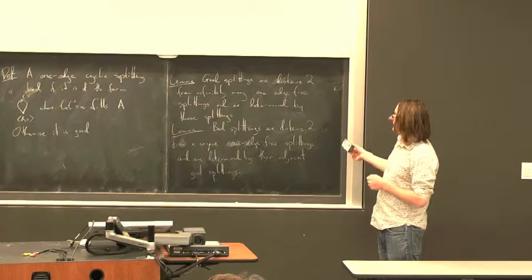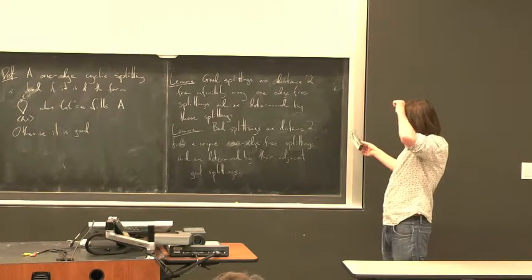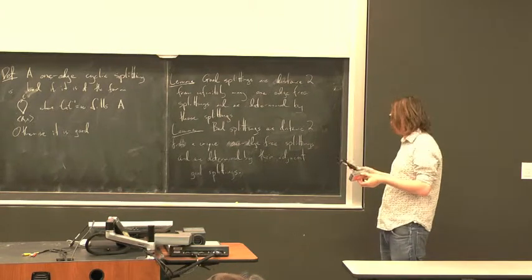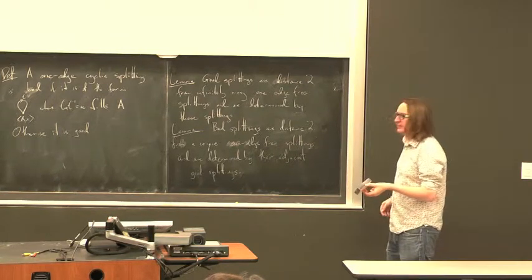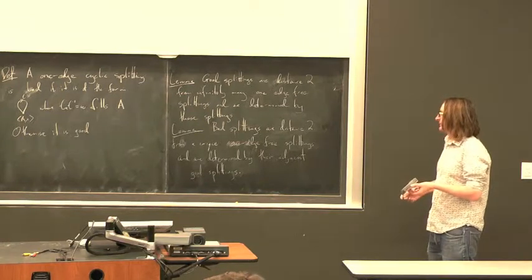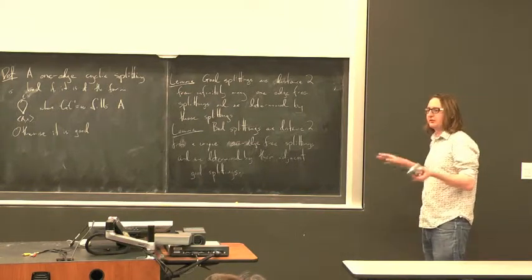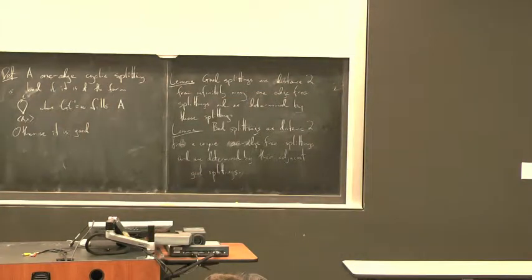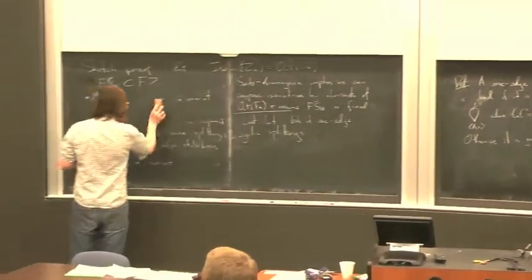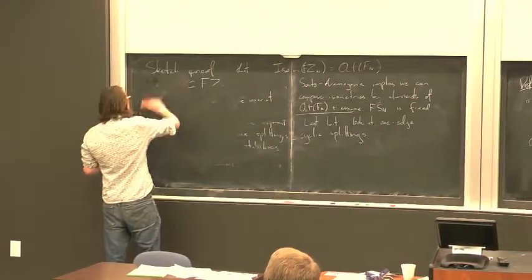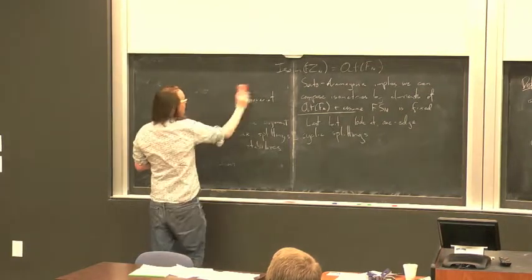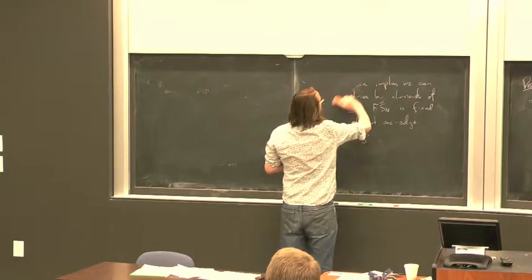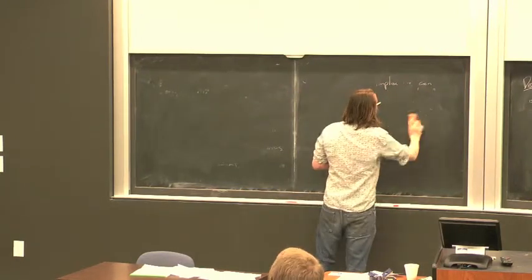I want to draw on this paper that should be out on the archive soon. We don't actually draw any pictures or use any topology in the paper at all. It's all combinatorial, using Bass–Serre theory, but there's a really nice picture of what's going on in terms of three-manifolds here. I just want to give some picture of what these bad splittings are. I'm going to draw a picture of a bad splitting. What's going on here?